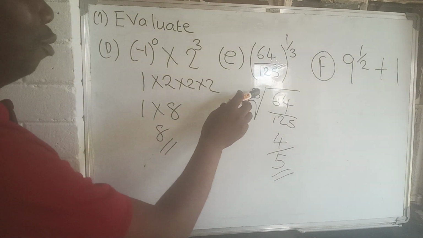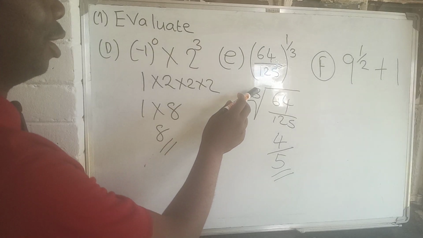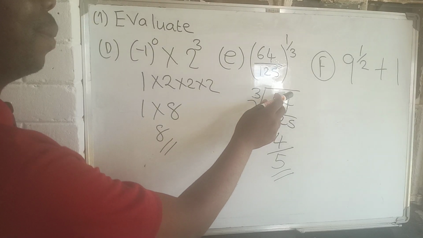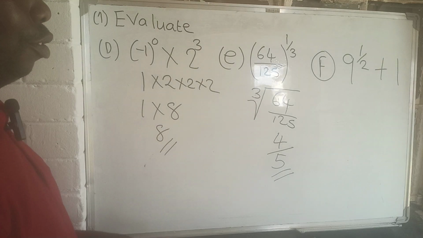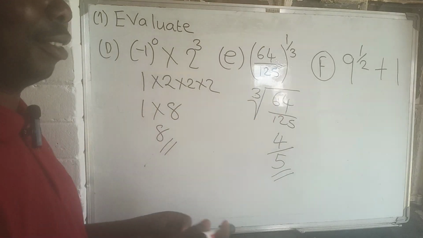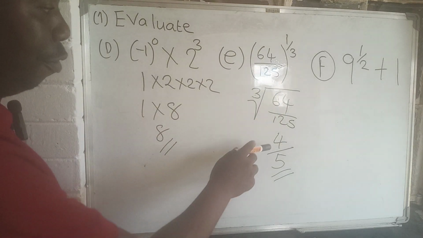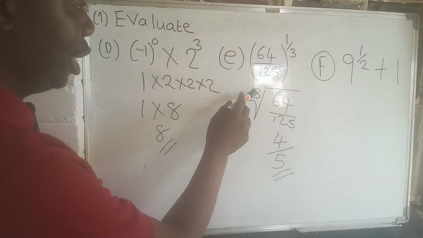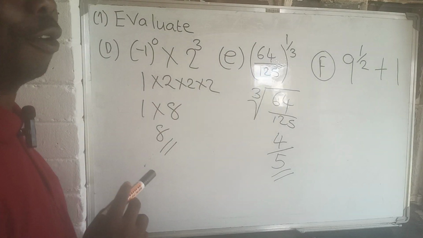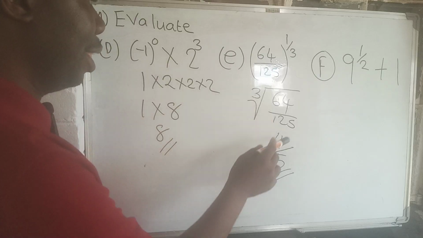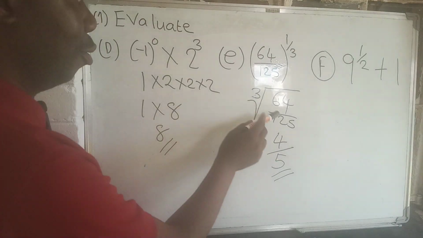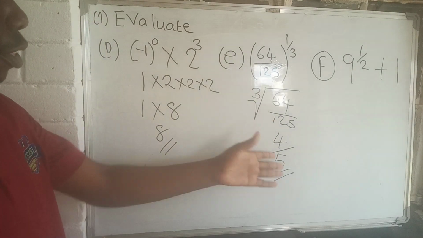You just have to look for a number which, when you multiply it 3 times, gives you the numbers which are inside. For 64, it's 4. If you multiply 4 three times, you get 64. Also, if you multiply 5 three times, you get 125. This is where you end.